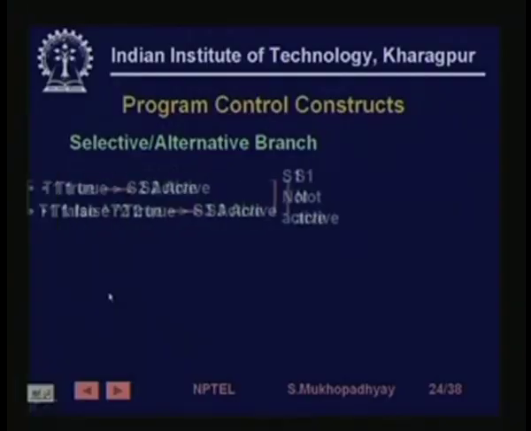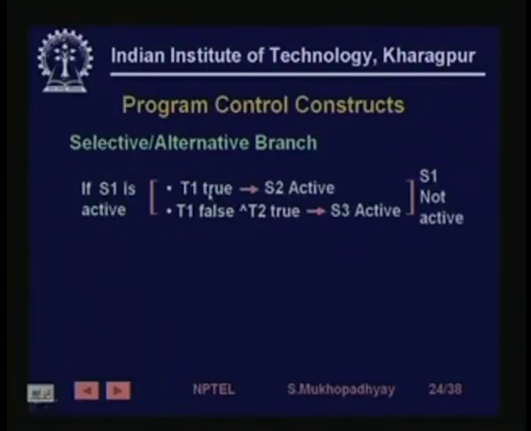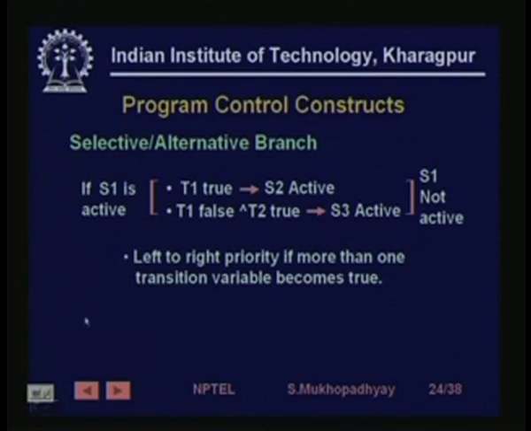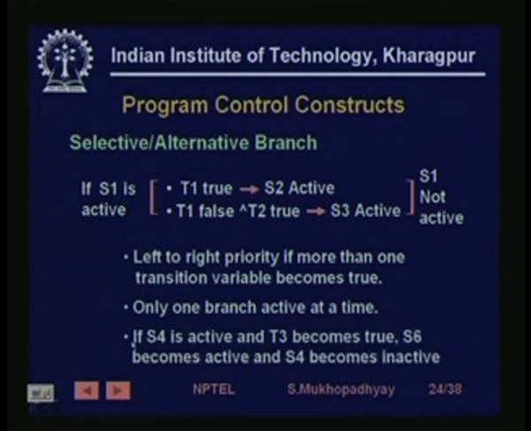So that was a selective or alternative branch, that is, the system can flow through this branch or through that branch, but not both simultaneously. As I said, if S1 is active and T1 is true, then S2 becomes active. If T1 is false and T2 is true, then S3 becomes active, and the moment S3 becomes active, S1 becomes inactive. Similarly, left to right priority applies, and only one branch can be active at a time. If S4 is active and T3 becomes true, S6 becomes active and S4 becomes inactive, same thing.